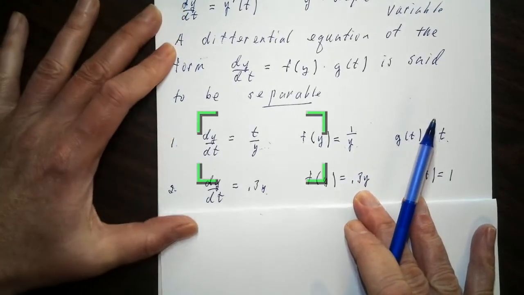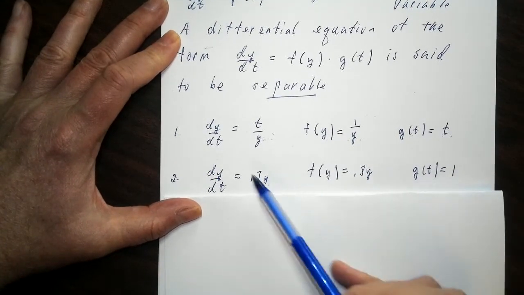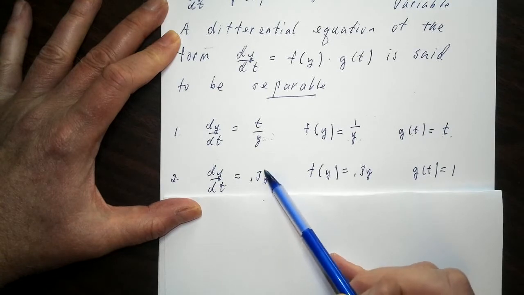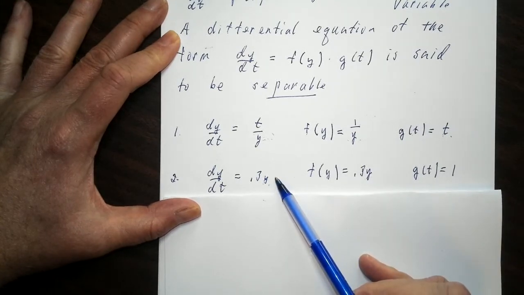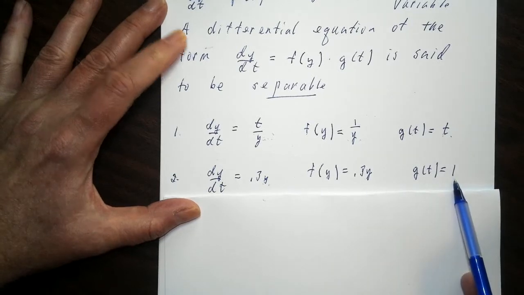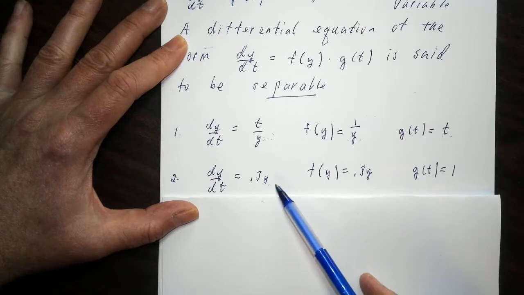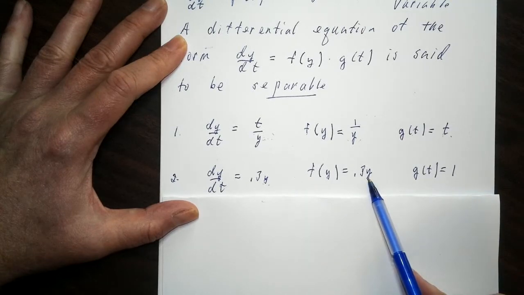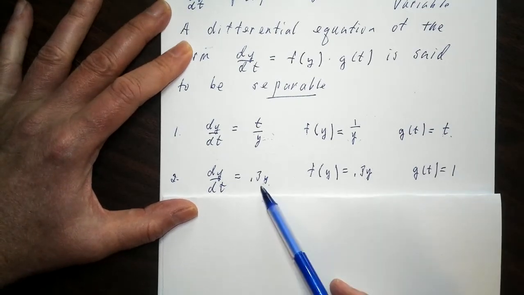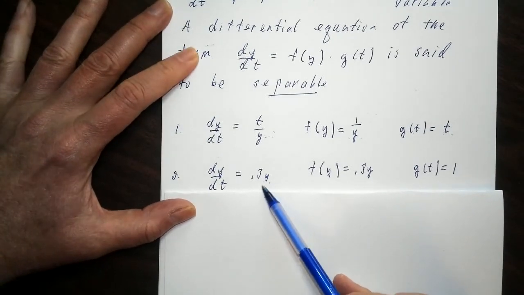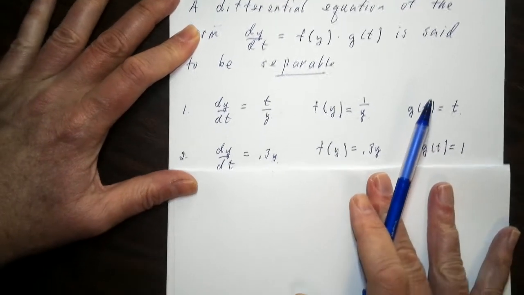Another example. dy dt equals 0.3y. Well, we could let our f of y be 0.3y, and there's no t here, but we could let g of t be 1. So this differential equation is separable. Of course, we could let f of y be y and let g of t be 0.3. That would work as well, but the important thing is that we can take the right-hand side of the differential equation and express it as a function of y times a function of t.